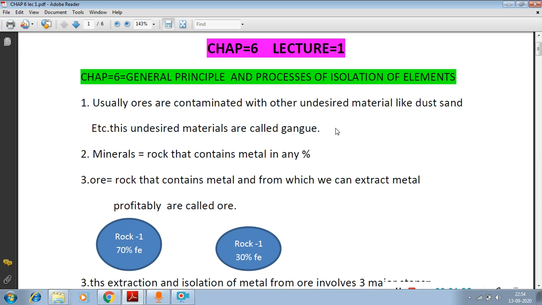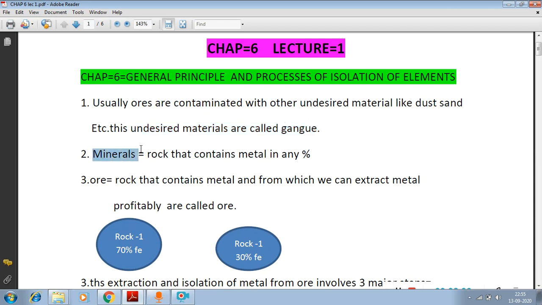Suppose I am getting a rock of iron. Now that iron rock must be contaminated. There must be some soil or silica, or some iron rust will be there. So this type of material is called undesired material, and it is known as gangue.